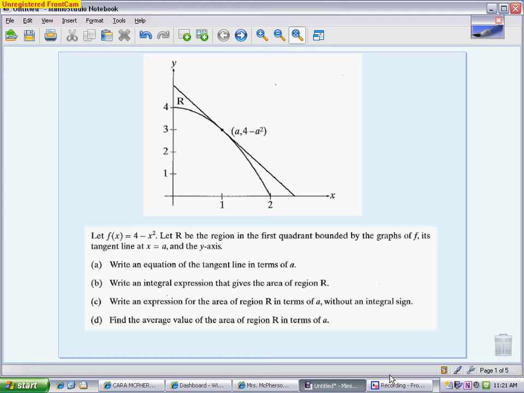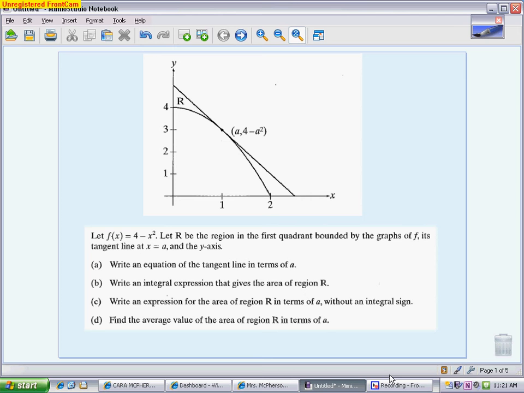Here's an FRQ that comes from a non-calculator section, so put your calculators down. Don't use it on this one. I chose this one because it goes through tangent lines and area and things that we're used to working with, but it puts a little twist on it in that it does it in a very generic fashion. So we have a lot of problems where they'll do that.